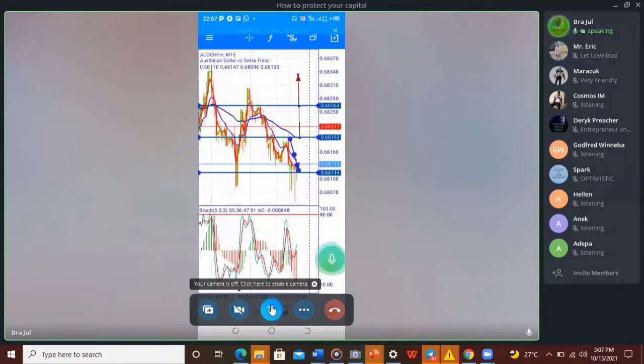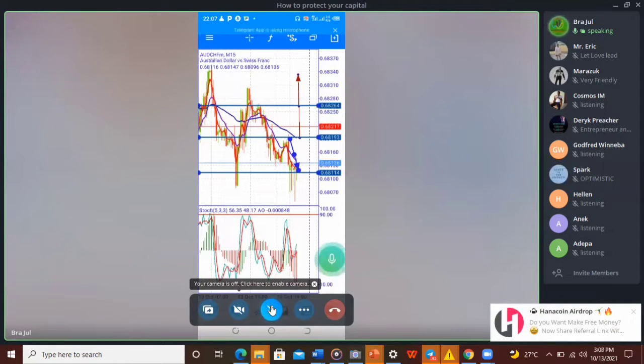And then now we are going to combine the pip calculation with the lot size. Then we know how much money we are going to risk on that. So now that you are understanding the setting of the stop loss and take profit using the pips, and how you can do it practically on your screen, you realize that it's going to be easy. Is that not it?